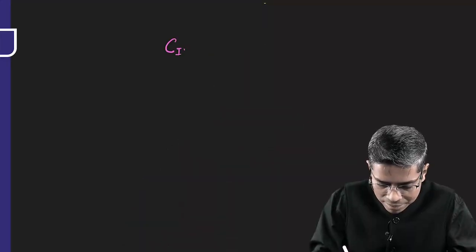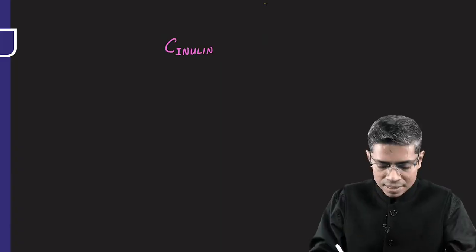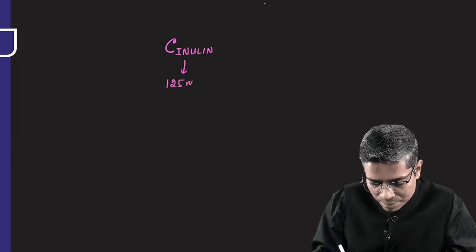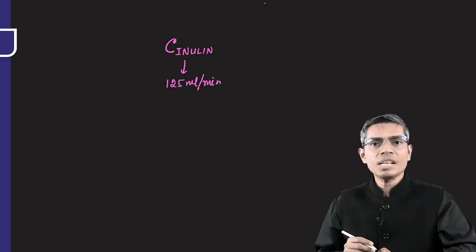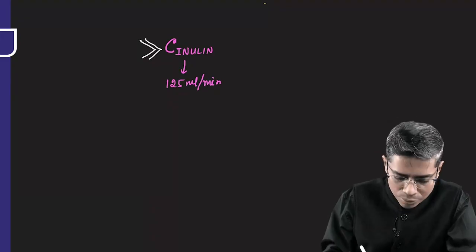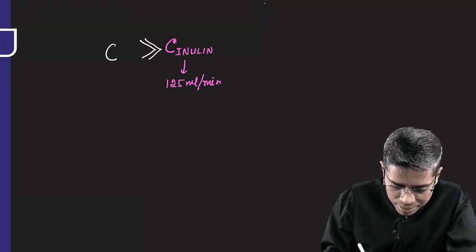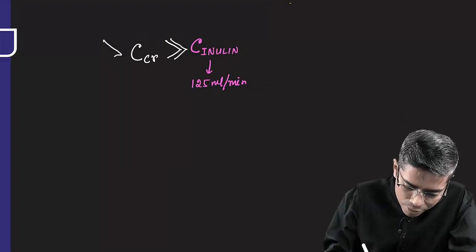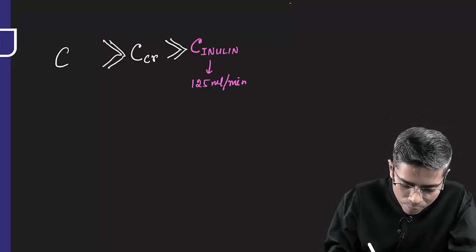Okay. So now if I put this clearance of inulin at the center, clearance of inulin at the center, that is equal to GFR. What is that? That is 125 ml per minute. Okay. So clearance is more than this. What are the substances you know? You know that clearance of creatinine is more than this, and clearance of PAH is even more than that.